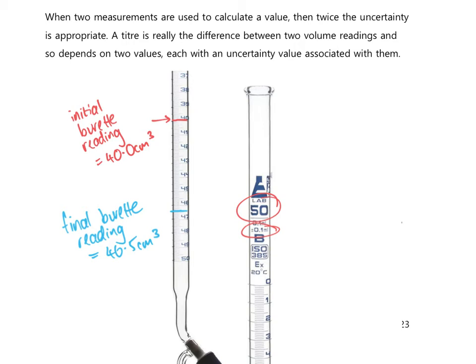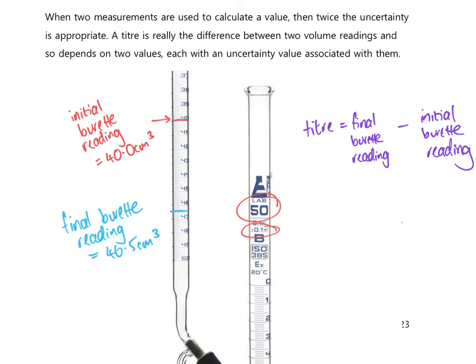So how we work out our titre is we take the difference between the two. So how much has been used up is the difference between 46.5 and 40. So the titre is always final burette reading minus initial burette reading.